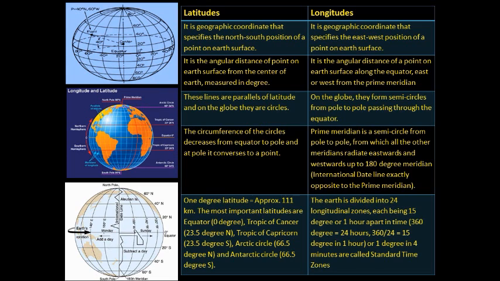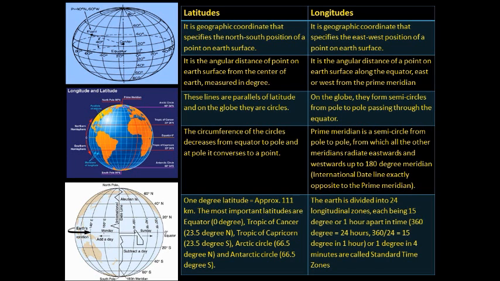These lines are parallels of latitude, and on the globe they are circles. These lines are parallel to each other. Latitudes are parallel to each other, and on the globe they form entire circles. Longitudes pass from pole to pole through the equator, so they form semicircles. Each semicircle is similar in size, and each divides the earth into two halves, whereas only the equator, that is 0 degree latitude, has the ability to divide the earth into two equal halves.